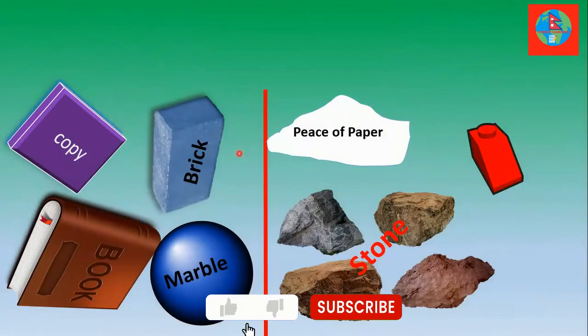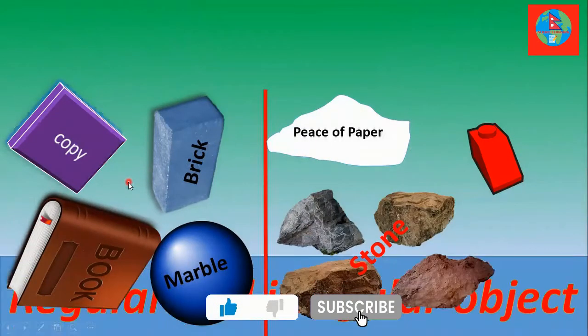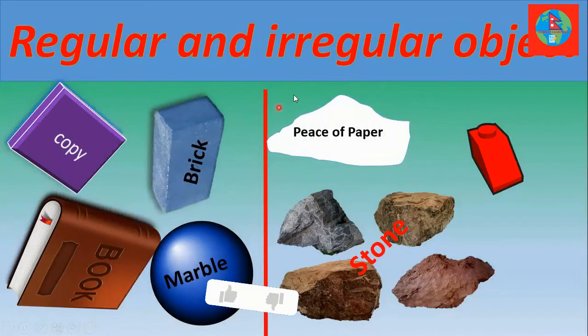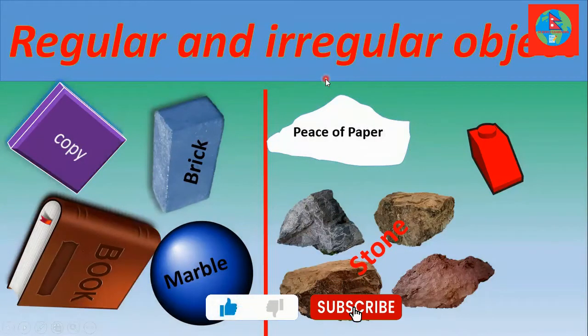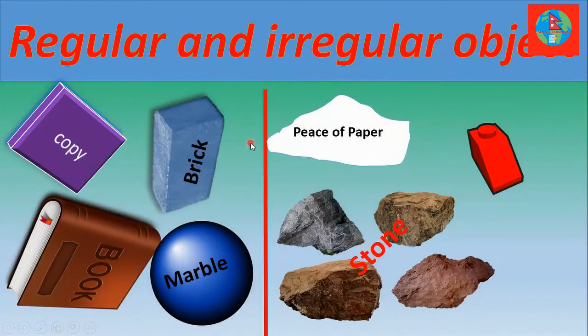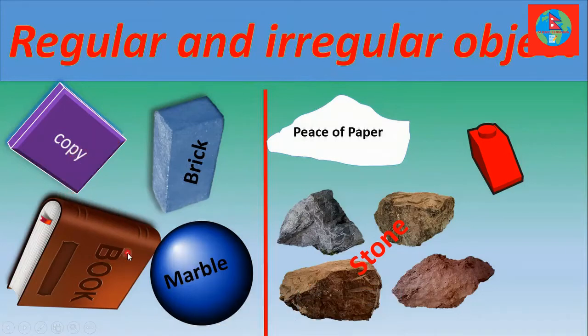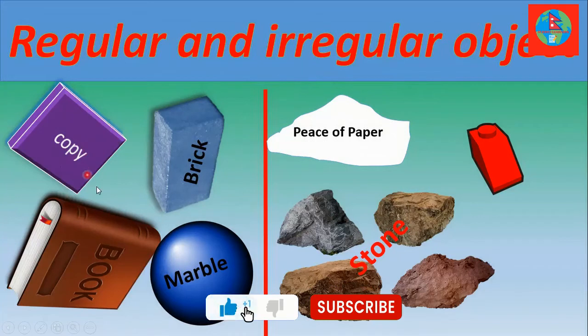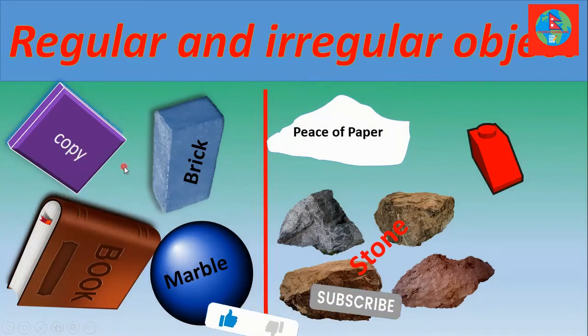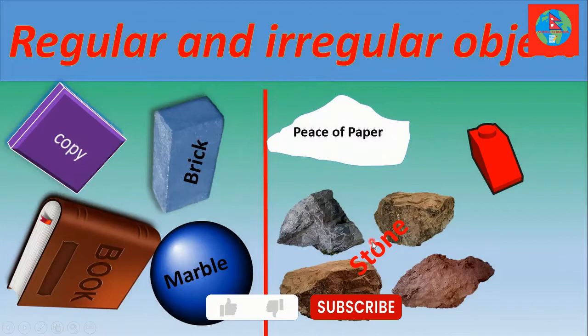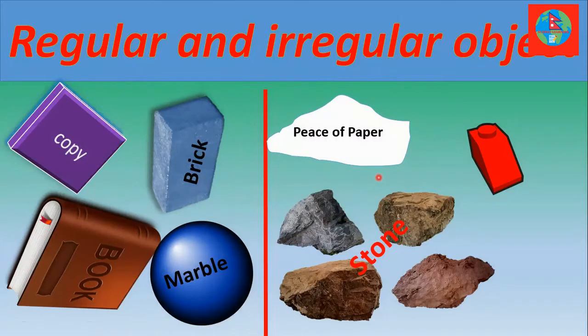Okay, my dear students, today we are going to learn about regular and irregular objects. I think you can guess it. This type of objects is called regular, and this type of objects is called irregular. Can you differentiate?